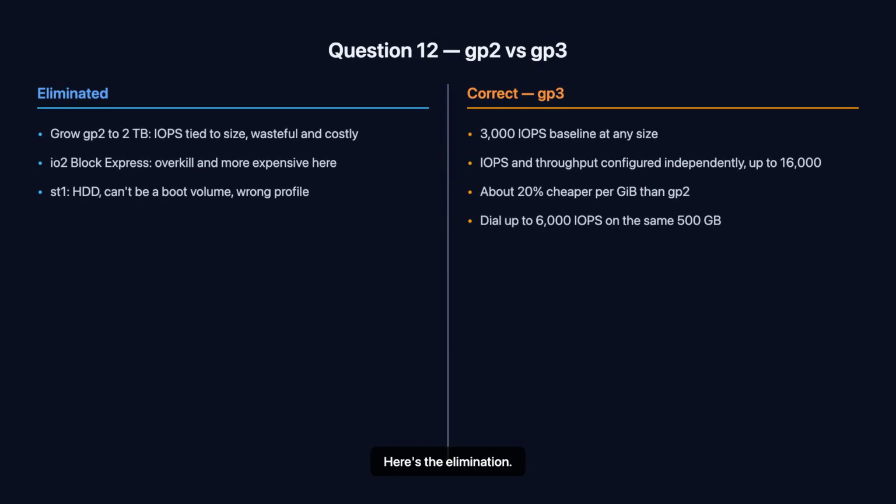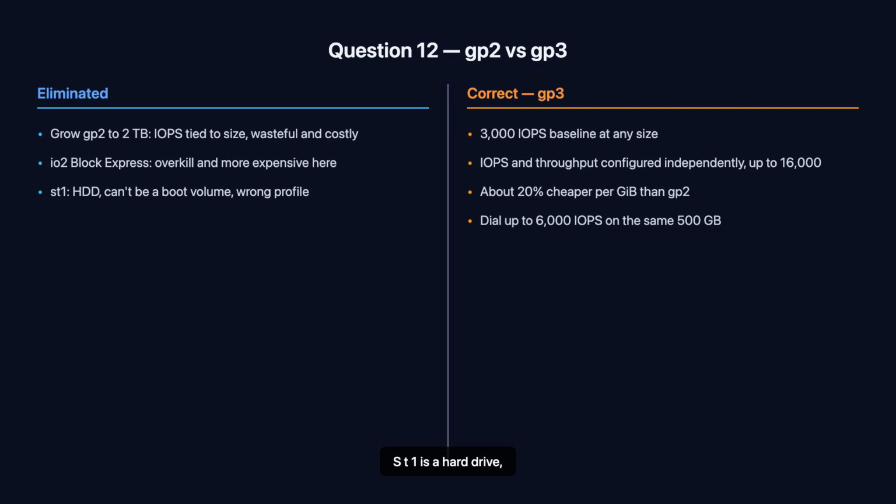Here's the elimination. Growing GP2 to 2 terabytes works, but GP2 ties IOPS to size, so you'd be paying for storage you don't need just to buy performance. Wasteful, and it violates no size increase. IO2 Block Express is overkill and more expensive here.